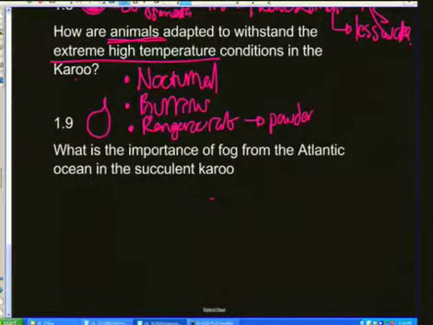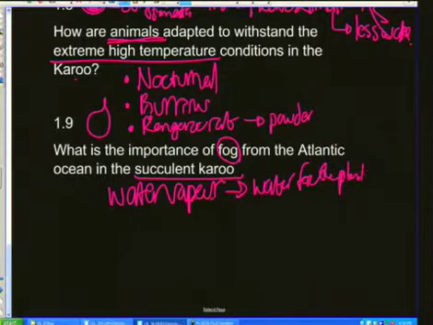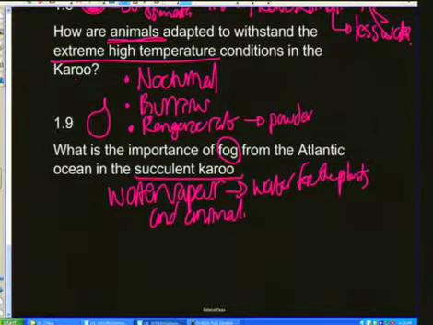Our last question. What is the importance of fog from the Atlantic Ocean in the succulent Karoo? What is fog? Fog is water vapor. And what is water vapor? It's water for the plants and animals, because they don't have rain. So what will happen? Fog comes over. Fog is like a mist. And what is that mist? It's able to cool down and to provide water for the animals.